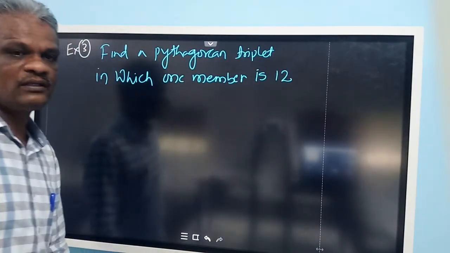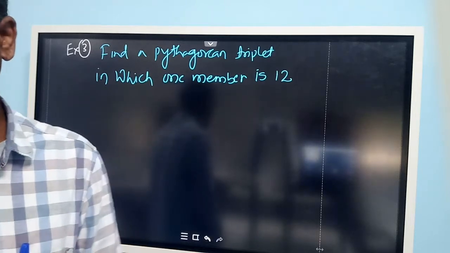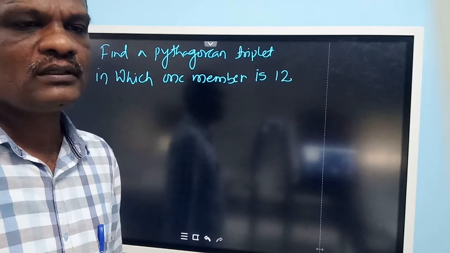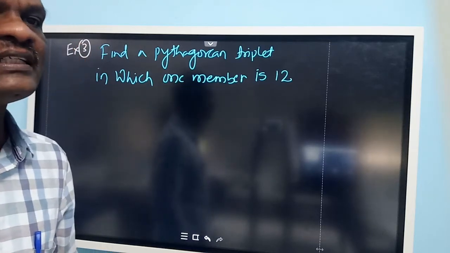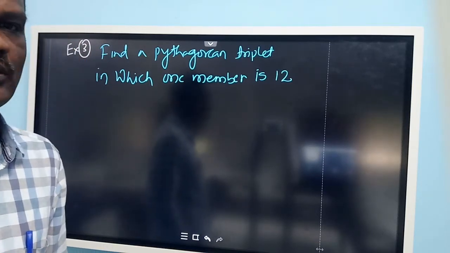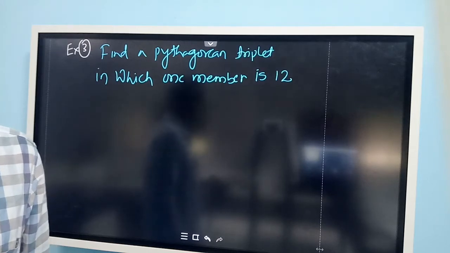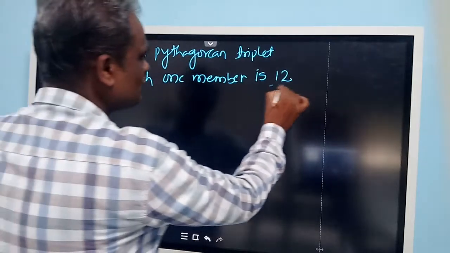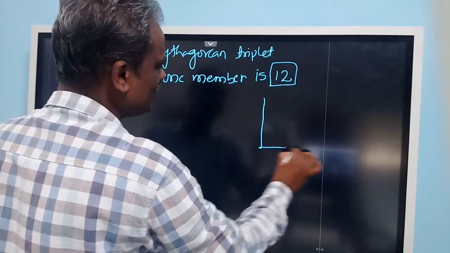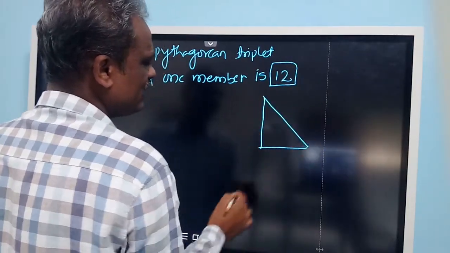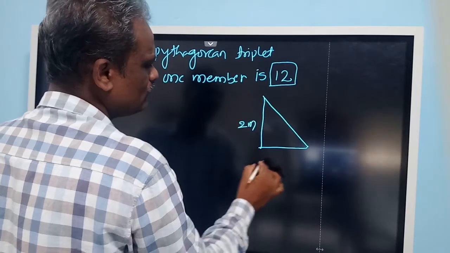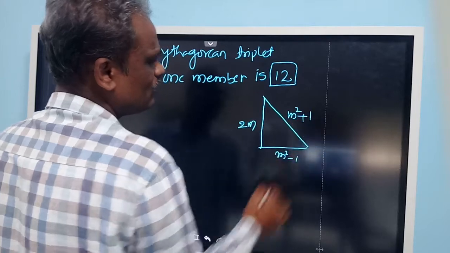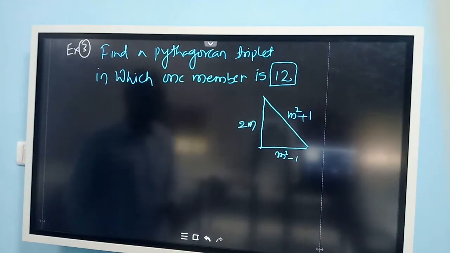So it may be the hypotenuse also, it may be the other two sides also. They have not told it is the smallest number. In the previous example, 8 was the smallest. That means it is not the hypotenuse. It cannot be equal to m square plus 1. Now here you can take any one. So let us take this 12. If this is a right angle triangle, one side will be 2m, other side will be m square minus 1, and this will be m square plus 1. You can take any one as 12.